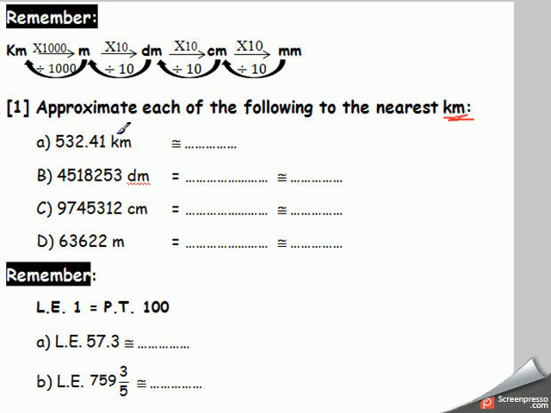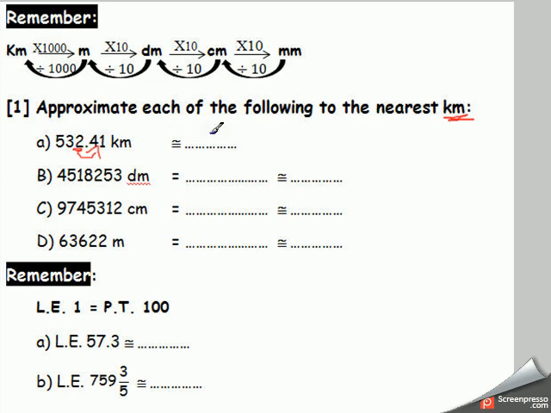The unit of this number is kilometer. So I will approximate to the nearest unit. The unit digit here is 2. This is the unit, this the tenth, this the hundredth. So the previous digit of the unit is the tenth.